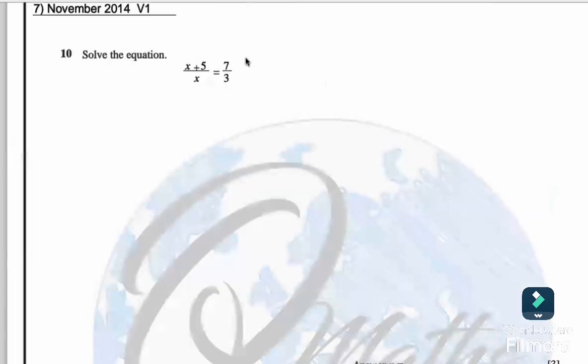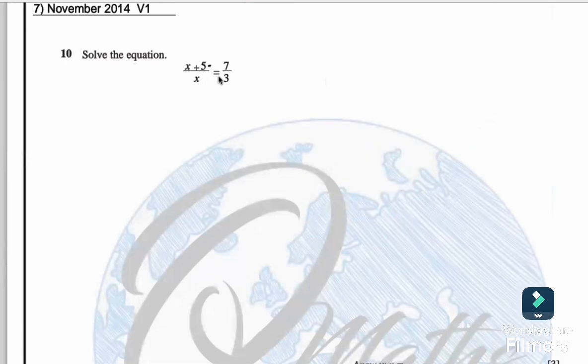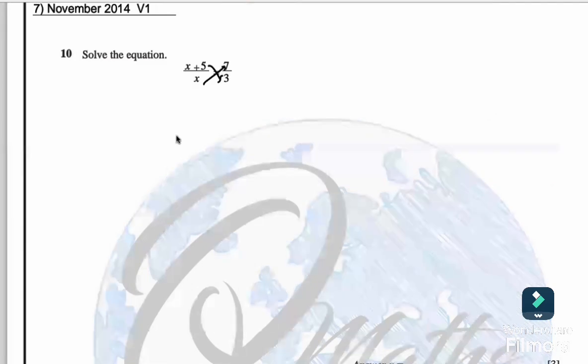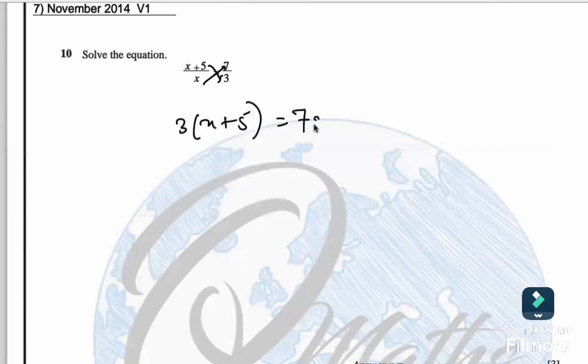Very simple. Now we are having some equations like this with the equal sign and the fraction. So what you have to do in this situation, just cross multiply. Therefore, 3 into (x plus 5) is equal to 7x. Therefore, open up the bracket, so which will be 3x plus 15 is equal to 7x.